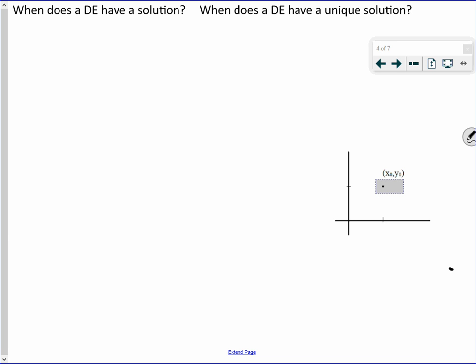So given a first order differential equation, okay, so first order means it just has the first derivative in it. dy dx equals something. So it's some dy dx equals some formula with x's and y's in it.